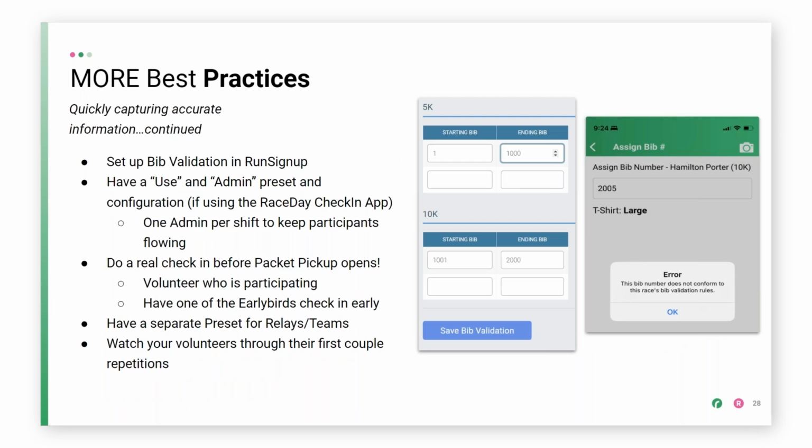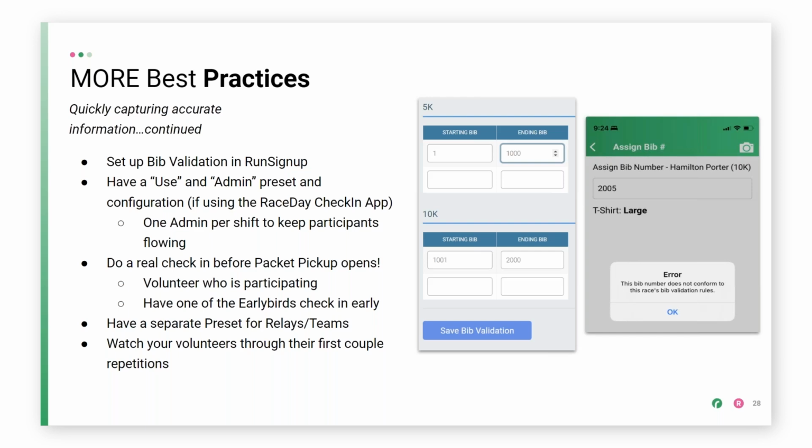Some more best practices. Set up the bib validation in RunSignup. We give you 2 ranges per event that you're able to set for this. You don't necessarily need to have an end to the range, but it's a good practice. This is especially useful in making sure that people have enough characters in the bib numbers that they're assigning. So as you can see in the example here, anything over 1,000 can't be assigned for the 5K. And anything that's outside of the 1,001 to 2,000 range isn't able to be assigned for the 10K.